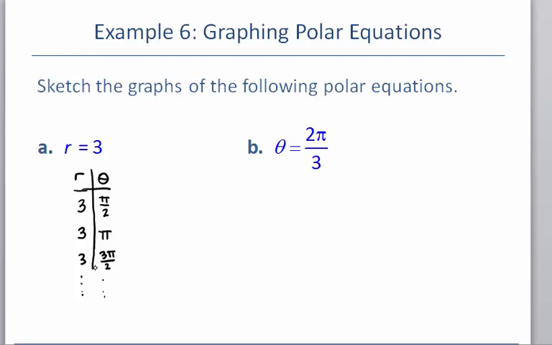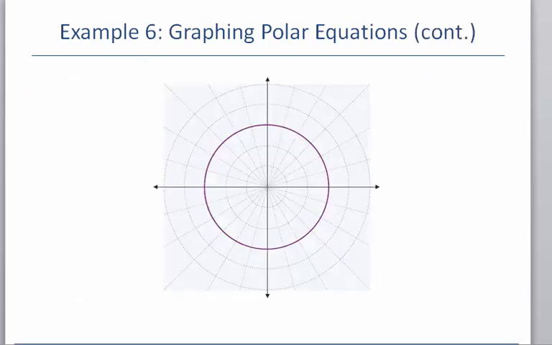regardless of what your angle is. Once we have a few points, we can go to our graph and plot those points on the graph. You will see that as you do that the graph forms a circle of radius 3. Our first point was pi over 2, which is here, and had an r value of 3. So here's our angle pi over 2. Going up 3 units, we would have a point here.